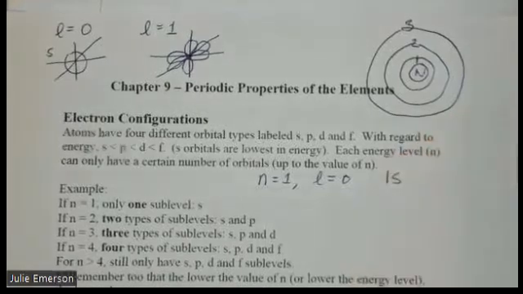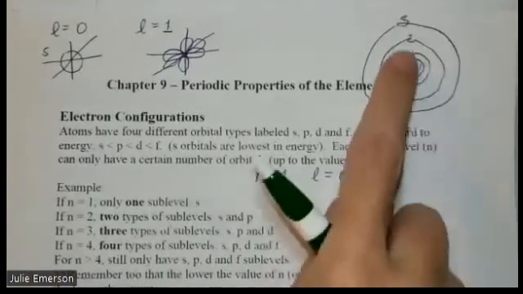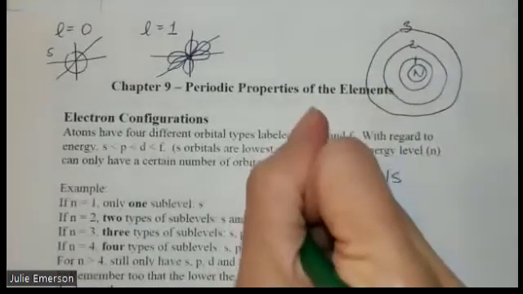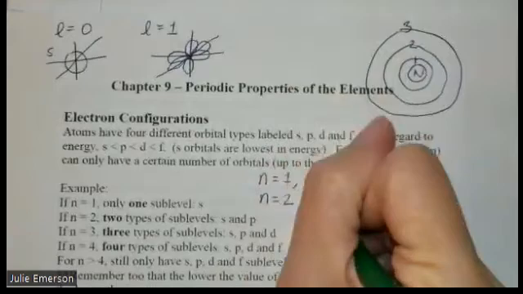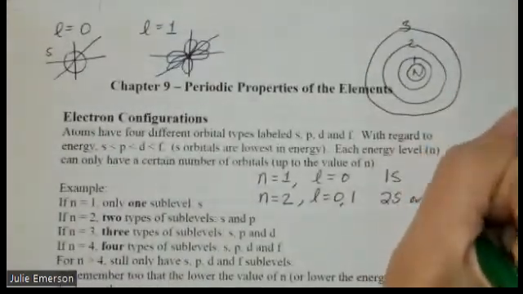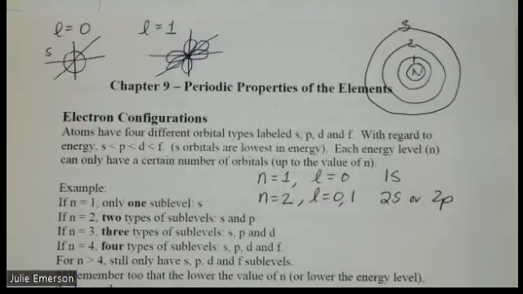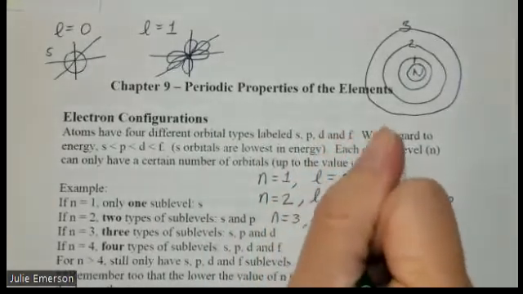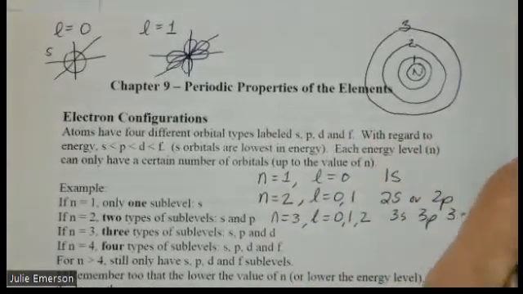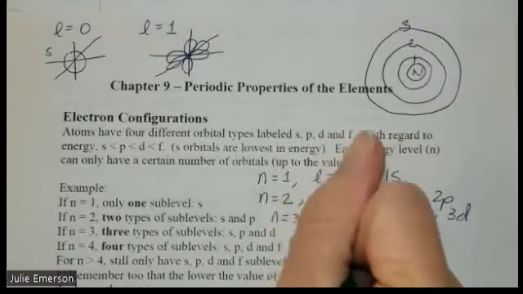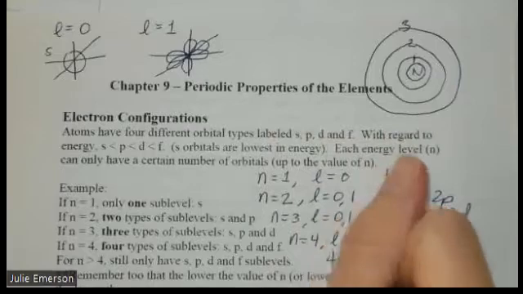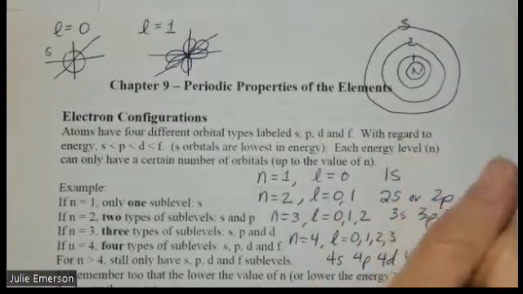So this is a 1s space. It's in the first energy shell, right? The shell right closest to the nucleus, and it's a spherical orbit. When your N is equal to 2, you're now in the second shell. You can have an L value of 0 or 1, which means that there is a 2s or there's a 2p. They're both in the second shell. When your N is equal to 3, your L can be 0, 1, or 2, which means that there's a 3s, a 3p, and a 3d. And then N is equal to 4 means you can have L of 0, 1, 2, and 3. And so that means there's a 4s, a 4p, a 4d, and a 4f.